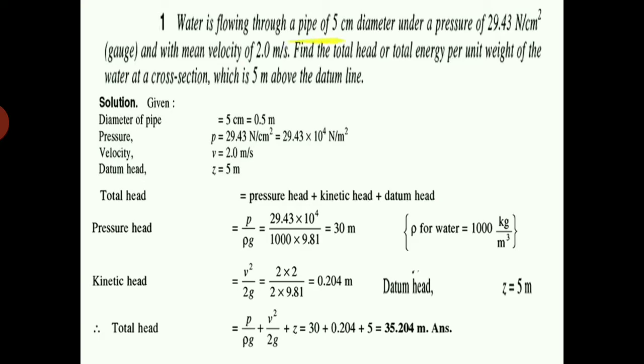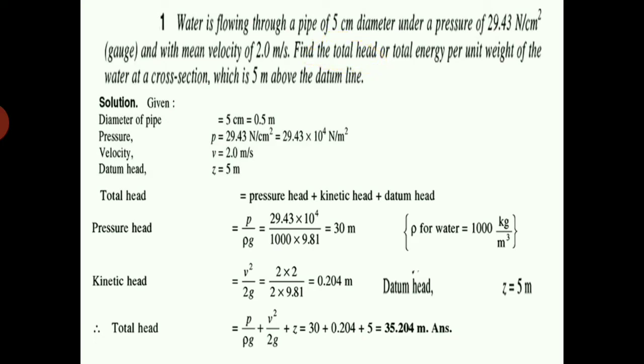The diameter of pipe is equal to 5 centimeter, which is equal to 0.05 meters. Then the pressure is being given to us, that is P is equal to 29.43 into 10 to the power 4 Newton per meter square. Velocity is given to us, that is 2 meter per second, and datum head is also given to us. So what is needed to be calculated in this numerical? We need to calculate the total head.